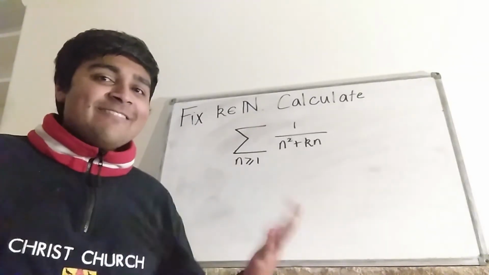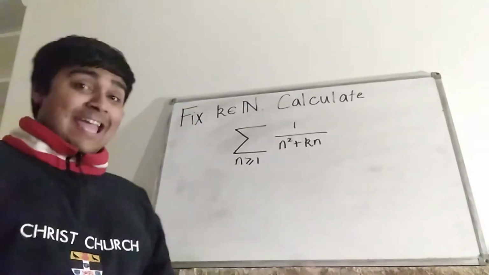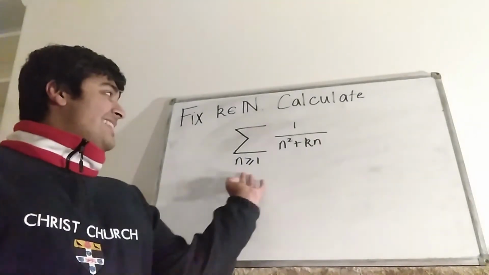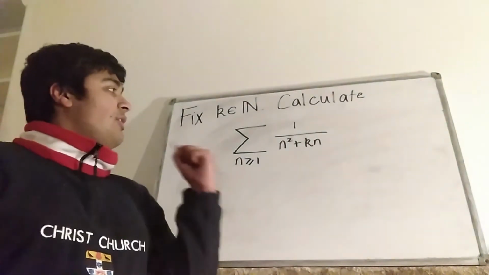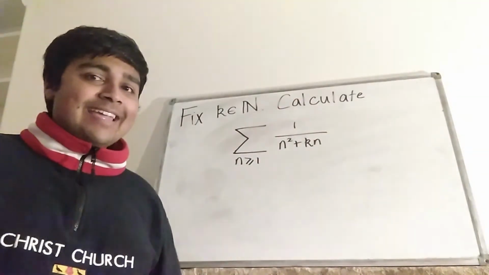Today I've got a fun infinite series problem. We have k, a natural number, and we want to calculate this thing here, the infinite sum from n equals 1 to infinity of 1 over n squared plus kn.